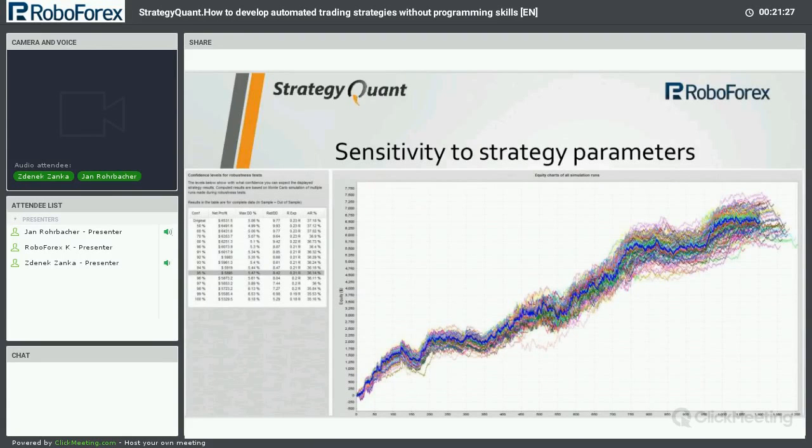This test is very important because we can see that the strategy is still profitable with the changes in the strategy parameters. So this strategy has a chance to be profitable in the future. And we have more tests to determine the sensitivity of the strategy. If the strategy has low sensitivity, then it's good for real trading, for trading in the real market. So this is everything regarding testing the quality of strategies with robustness tests.